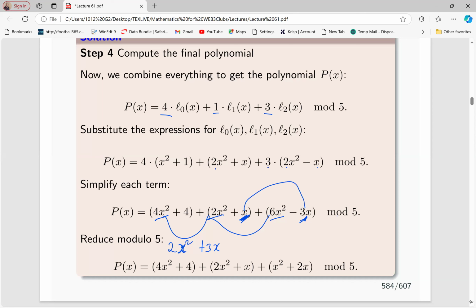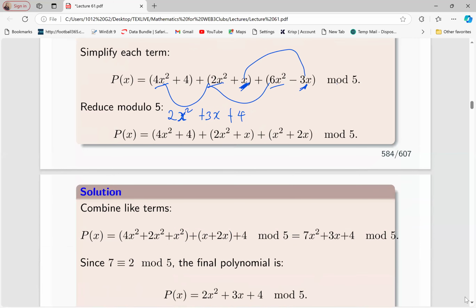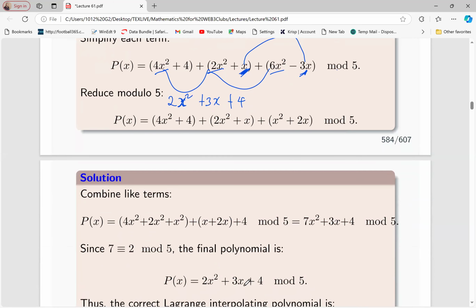What about the constants? I only have one constant, 4. This becomes the final answer, because everything is mod 5. That is the final answer you're seeing here.